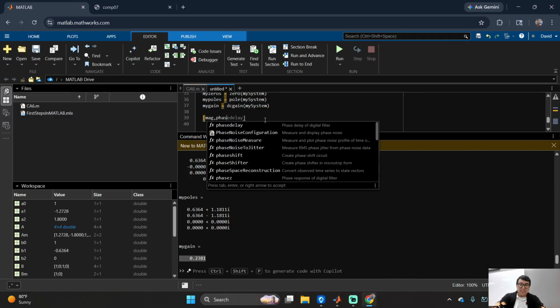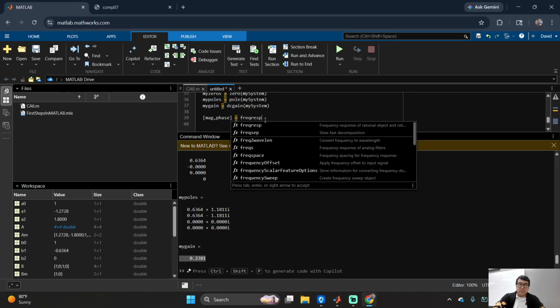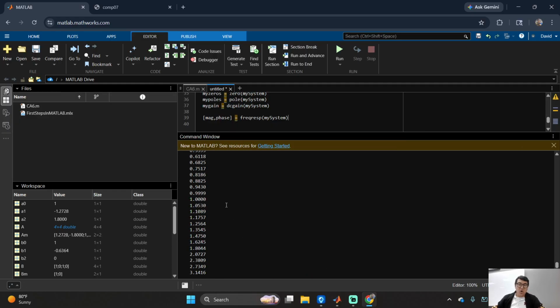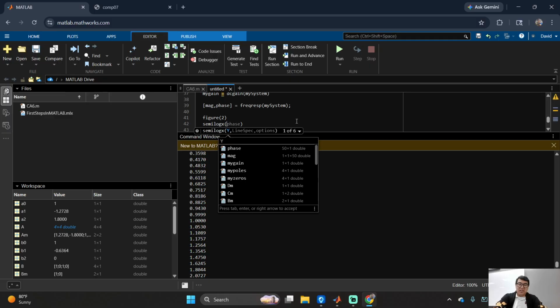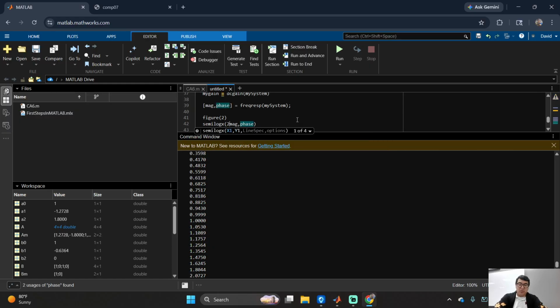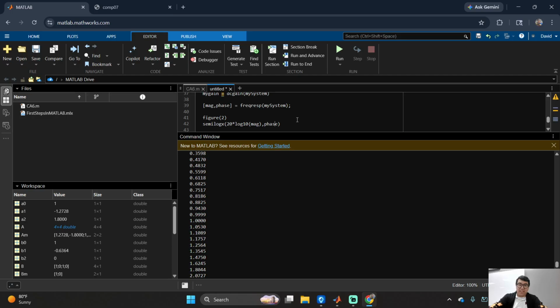Mag and phase of the frequency response of my system. Boom, baby, let's go. And then figure to plot, semi-log x, mag and phase, but remember that it's going to be 20 times log 10 of magnitude, right? And phase, we got to convert that using degrees, times 180 divided by pi, right?